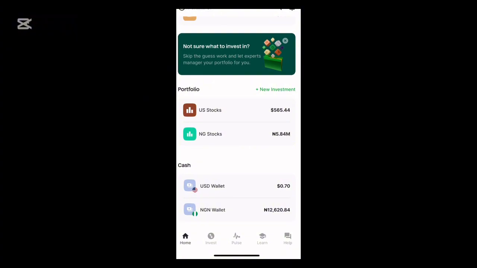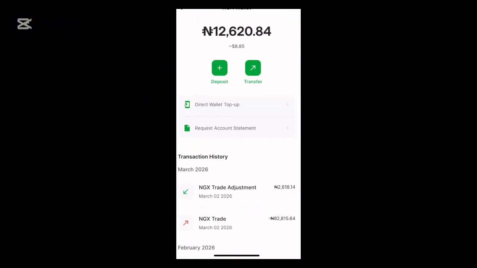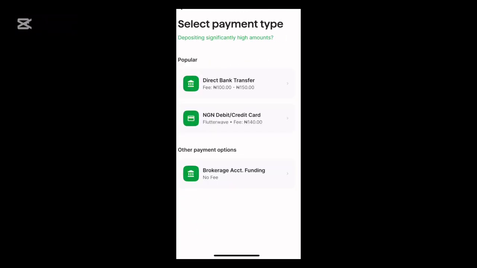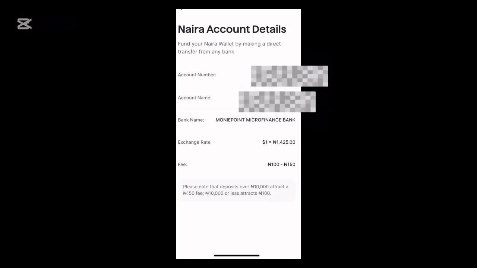Let's click on the Nigerian wallet. It will show you deposits and transfer. For deposits, you type out how much you wish to deposit. You click on deposit, and it will show you the options. The popular ones are direct bank transfer, or you use debit or credit card using Flutterwave. If you click on direct bank transfer, it will show you a unique account number, which is for you and for you alone. You can send it to people to receive money, and the money will reflect in your Bamboo wallet. But you have to note the charges.